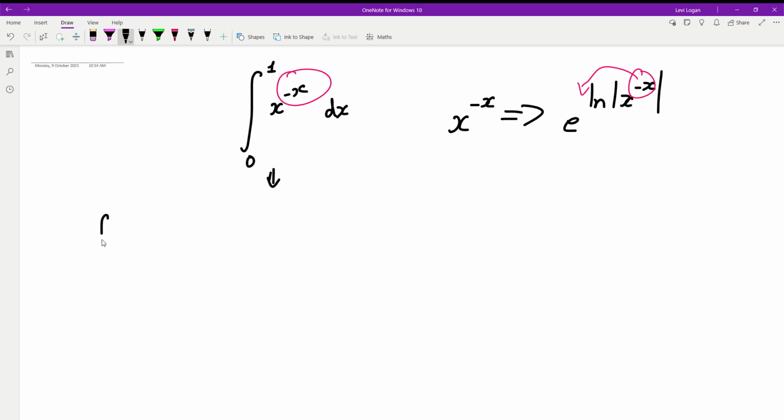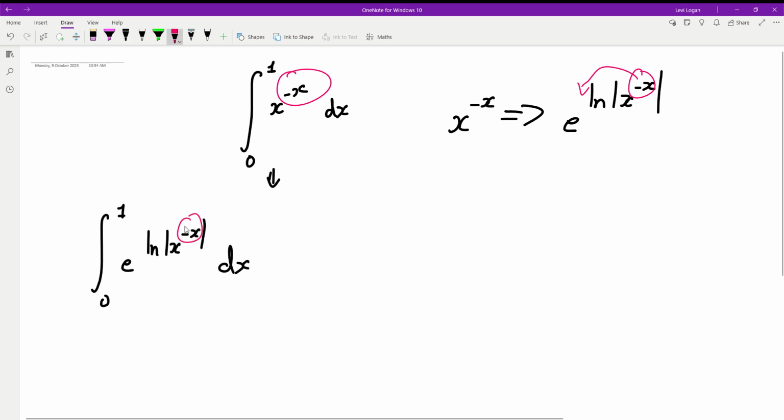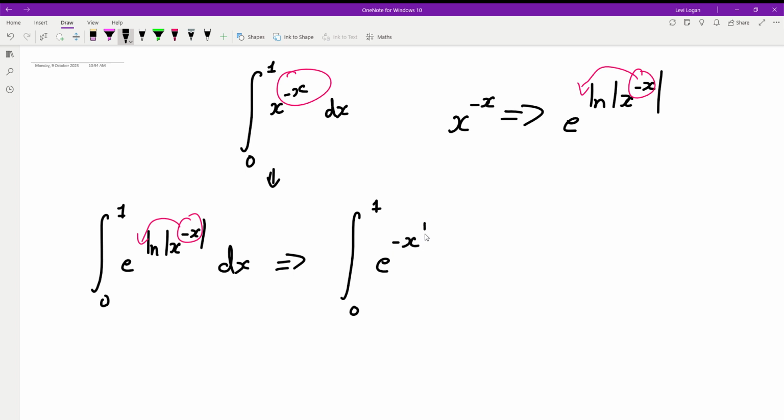So this will still be the integral between 0 and 1, and we're just going to rewrite this function here as e to the power of log of x to the negative x dx. Then, like I said before, you can bring that down the front and then rewrite it like this. The integral between 0 and 1 of e to the negative x natural log of x. Okay? Once you've written it like that, it's pretty easy to start making substitutions.